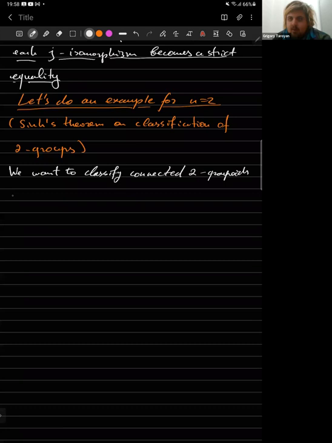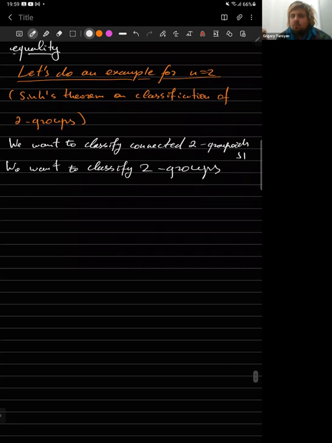So by contracting the level zero, we get what we want to classify. So this is equivalent to two groups, which are just two groupoids with just one zero object.